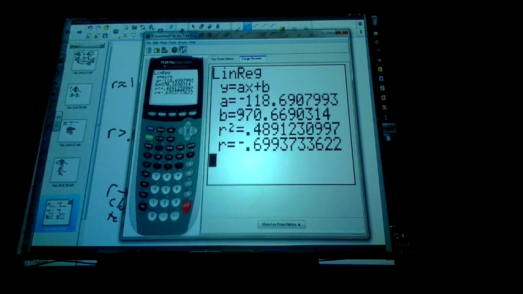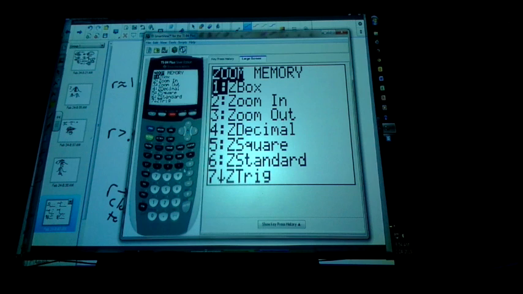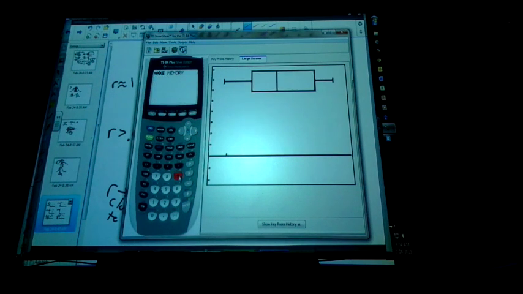Okay, notice this is negative. Notice my slope is negative. They both have to match. R squared is not negative. R squared is 0.69937333622 squared. Okay? Now, if I go back onto my calculator, I can easily say, I want to graph. I want to do a few things. I want to go zoom, stat. So zoom number 9. Whoops, I need to go change that.